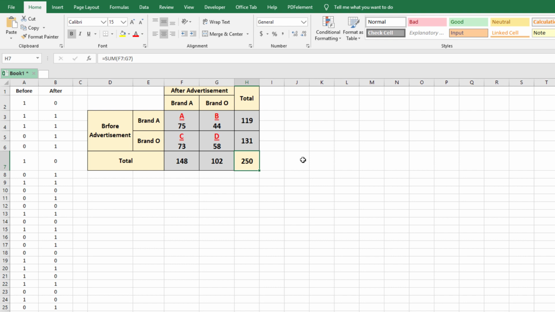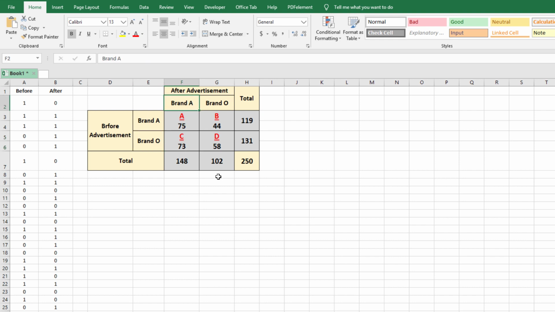You can explain the contingency table like this. 75 people stayed with our brand before and after the advertisement campaign. Here, there is a shift from our brand to other brand. After the advertisement campaign, 44 customers moved from our brand to other brand. That is a negative impact of the advertisement campaign. Here, this is the positive side: 73 customers shifted from other brand to our brand after the advertisement campaign.